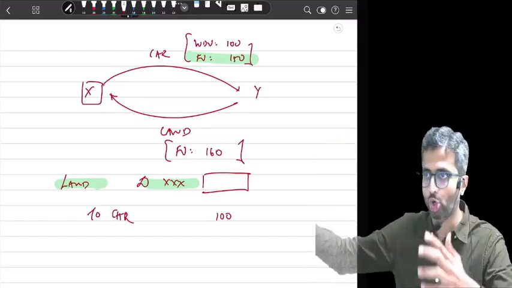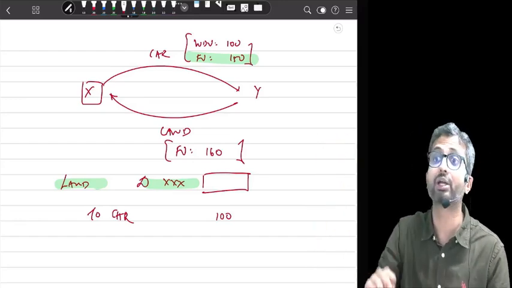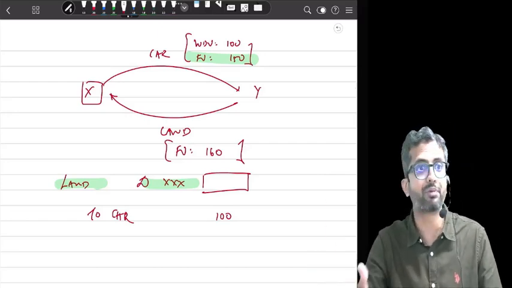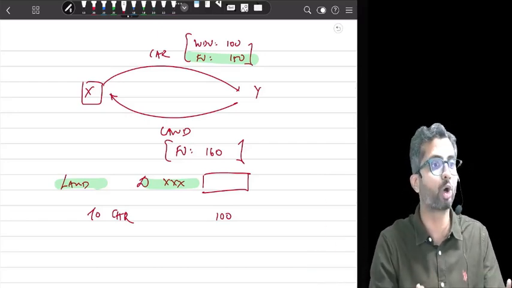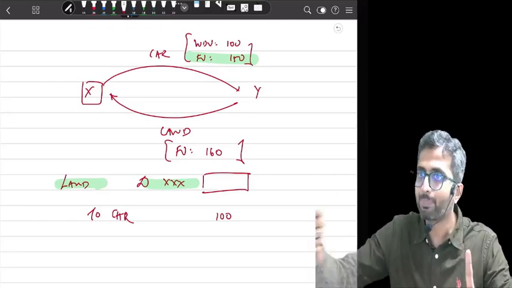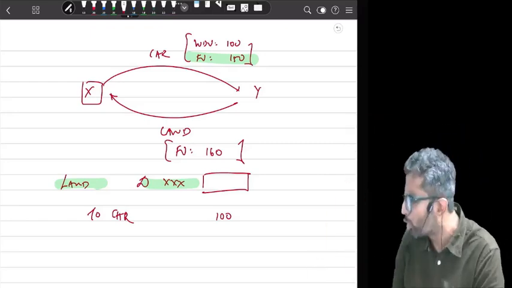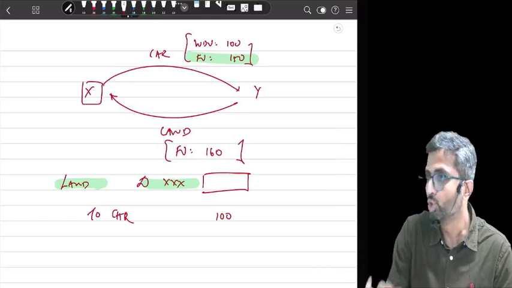If you go to a shop, there is a pair of jeans available at 2000 rupees. On a discount offer, you get it at 1000 rupees. What is the cost of your jeans? You are paying 1000. "No, sir, fair value is 2000, so be it." You are not paying 2000. You are paying only 1000.